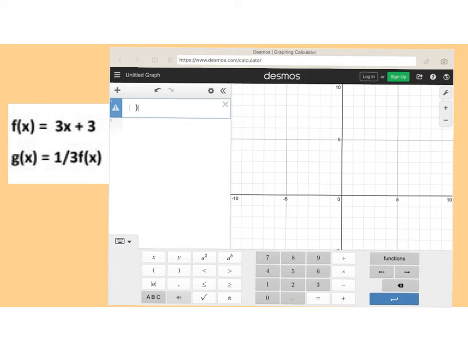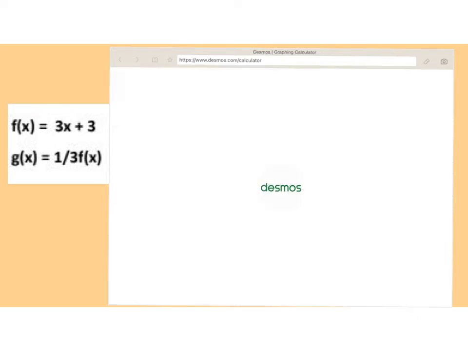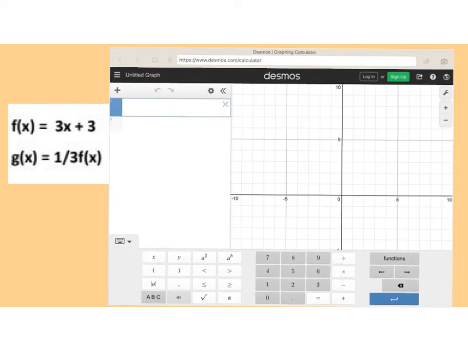So here we have another one. This time it's a third. So what do you think is going to happen in this case? It's going to be compressed. So let's see what we got going for us here. So I'm going to take 1/3 of 3x plus 1, or 3x plus 3, I'm sorry. So 1/3 of that would be x plus 1.